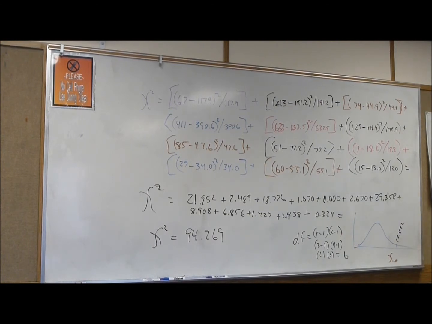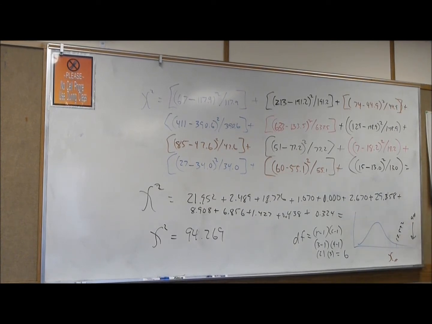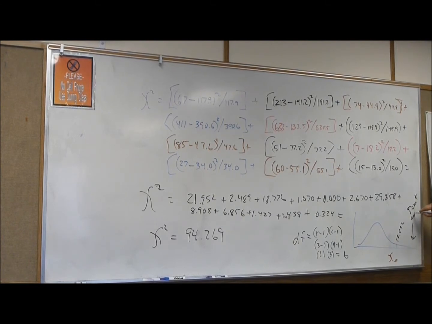So where does 94 lie? Way over here, right? So 94 is over here. So that means that we do not accept the null. Remember, if it's in here, we accept the null. So in this case, we do not accept the null.